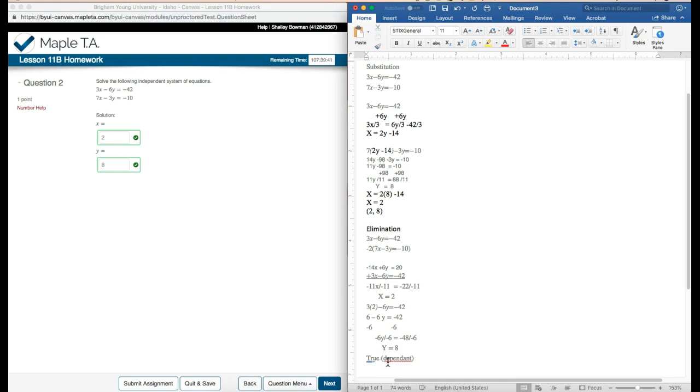Oh, I apparently spelled that wrong. And then if you end up with something that is not true, something false, something that does not equal something else, and you've worked it out and everything's correct, then this means that they are inconsistent.